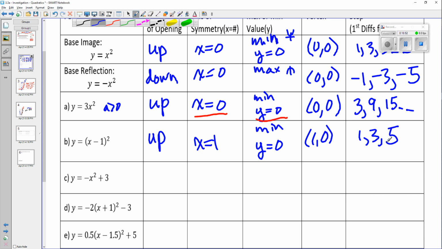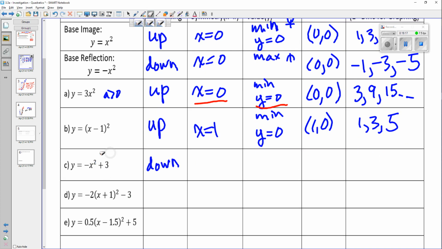Now let's take a look at y equals negative x squared plus 3. I can tell you right away that this graph is going to open down, because we knew that negative x squared opened down. And based on the work that we did last day, this basically shifted our graph down 3. So this part means move our graph down 3. So let us fill out the rest of this graph.